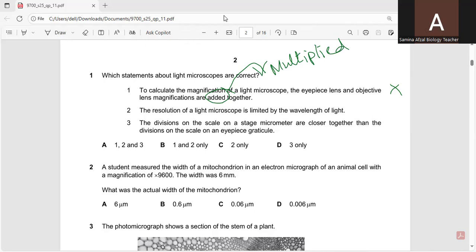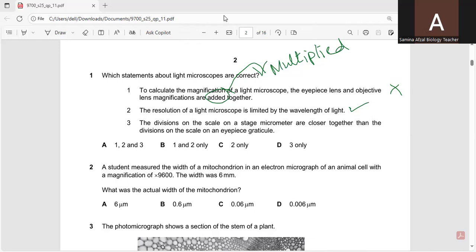The second is, the resolution of a light microscope is limited by the wavelength of light. This is the correct statement because the resolution of the light microscope changes as the wavelength of the light is changed. So I would like to say that light of shorter wavelength will show the better resolution in the light microscope. So this is the correct option.